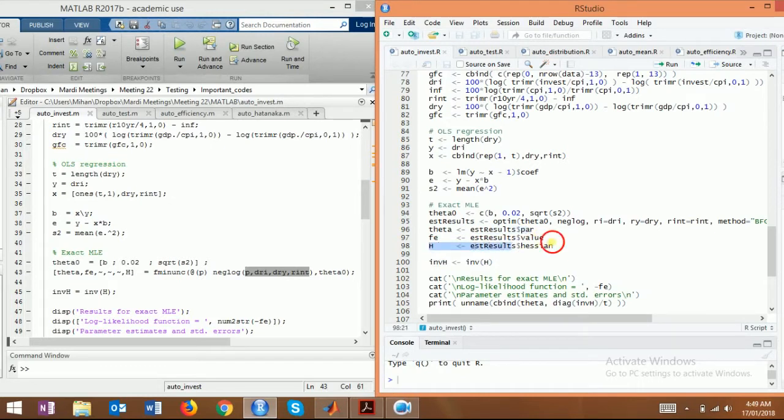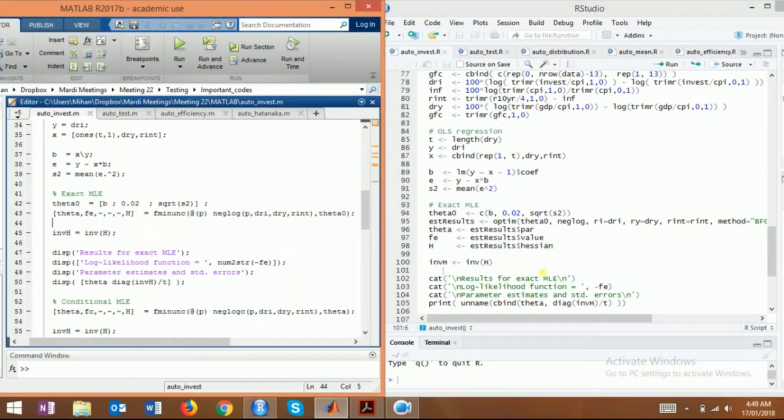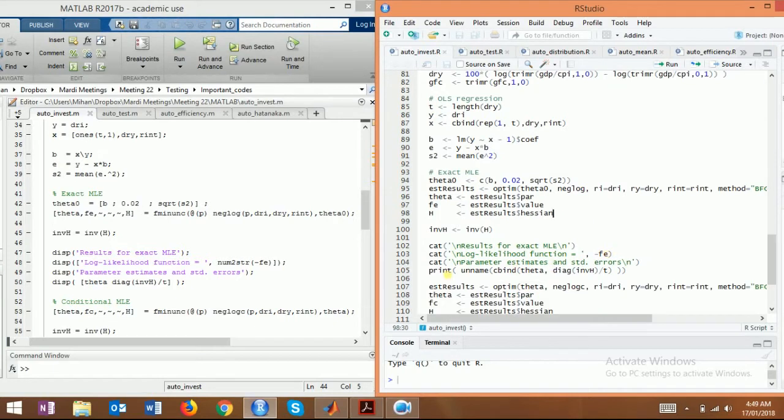Value will be saved as value, H is saved as Hessian. That's all. So results for exact maximum likelihood starts with an n, ends with an n. Concatenate and display starts with an n, ends with an n. Negative log likelihood function, very simple. And standard errors starts with an n, ends with an n.